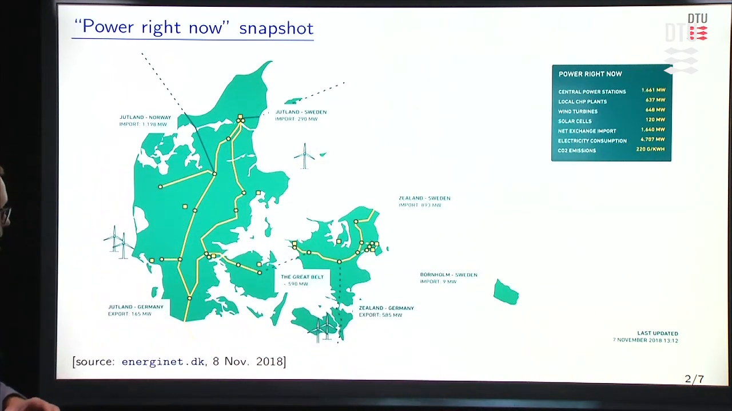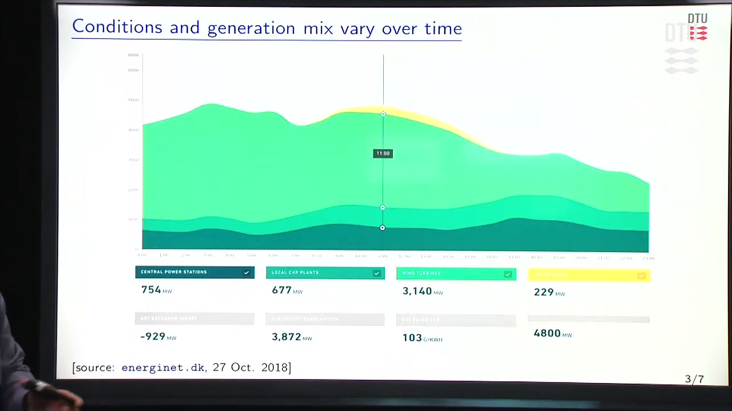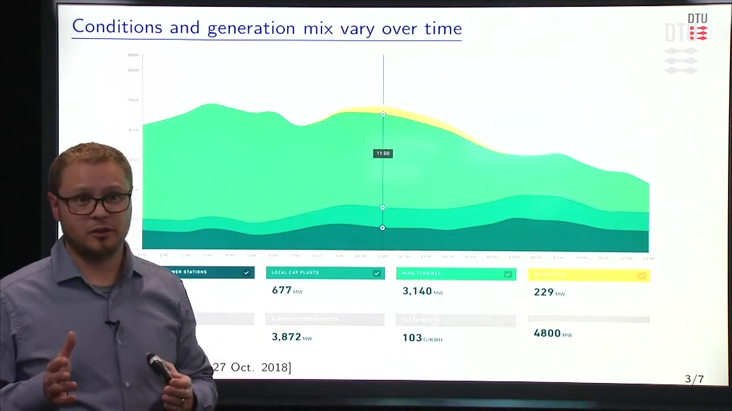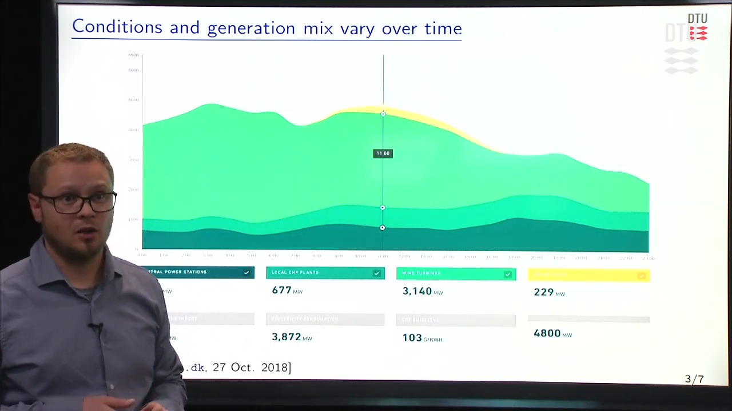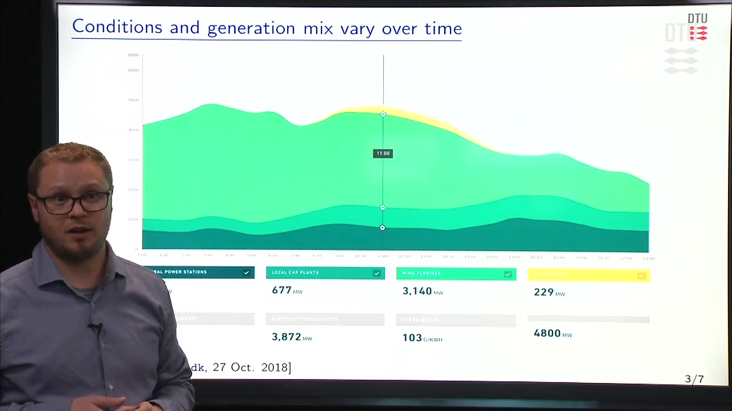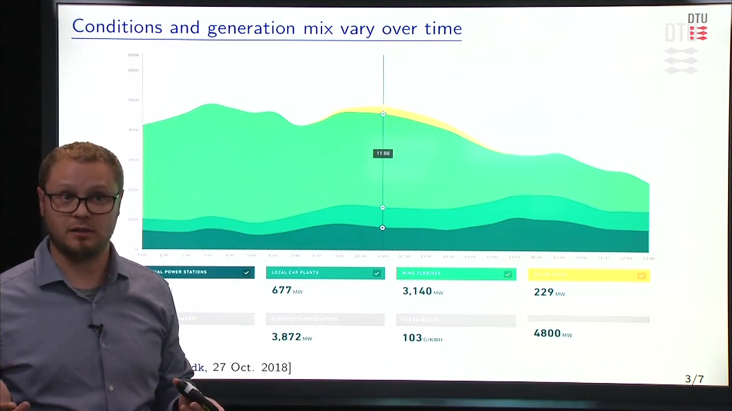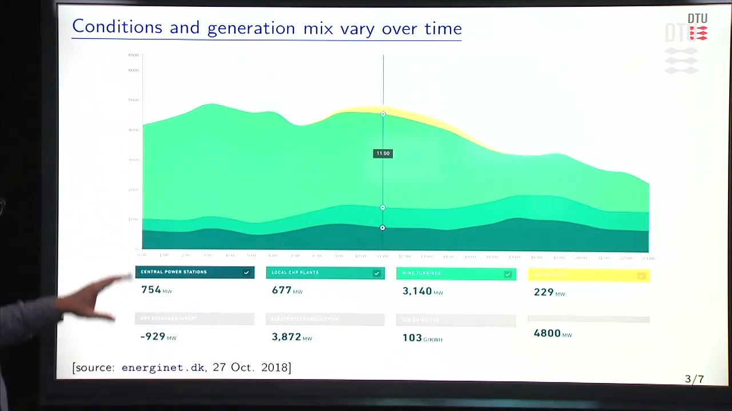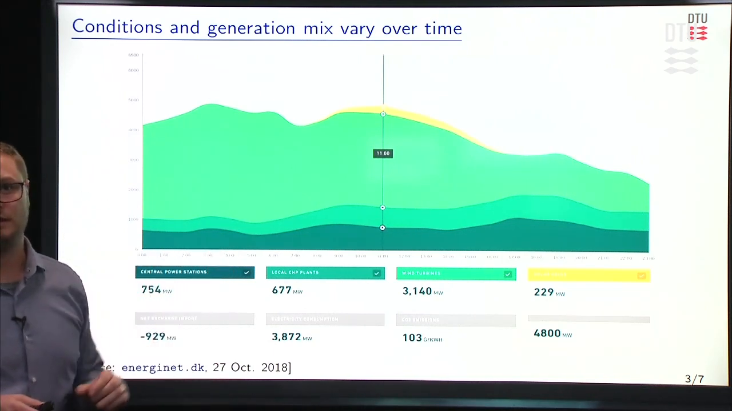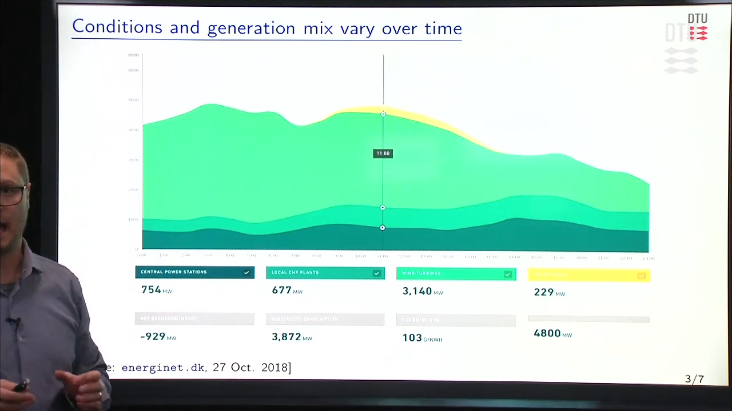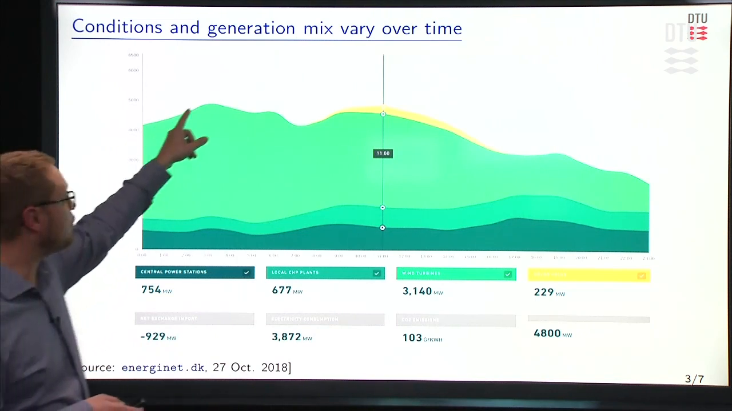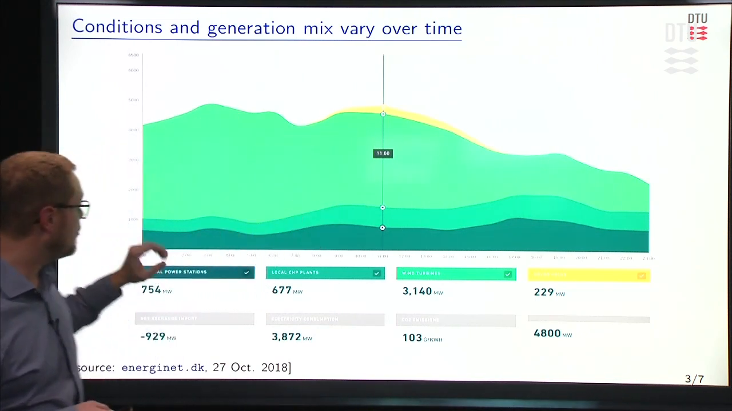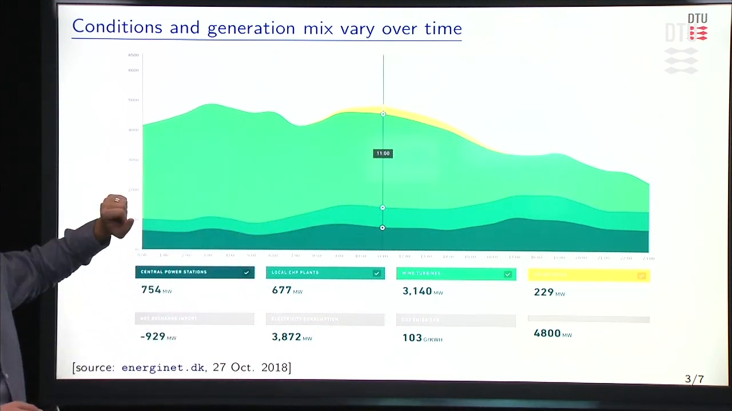All right? This situation is not fixed, obviously. From one hour to the next and from one day to the next, the situation may vary quite a lot. Overall consumption may vary quite a lot, but also the production means that are used. Here, this is also from the same website. You can look at how the evolution has happened over a day, for instance, it could be some other period, in terms of the overall consumption for Denmark, but also in terms of how we met that consumption.